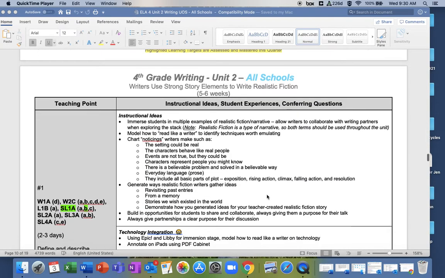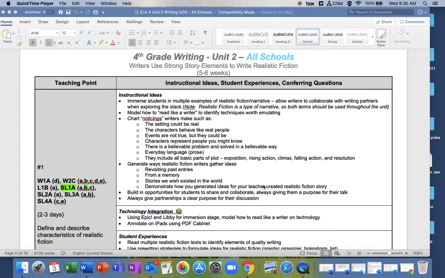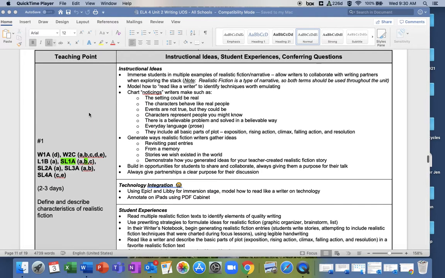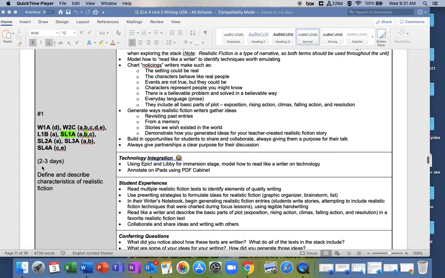All right, now we're into the heart of the unit. So this is where you will look to actually plan out your individual lessons. So again, teaching point 1, here are the standards. Again, remember, green standards highlighted are MAP assessed. It'll again tell you 2 to 3 days to spend on this teaching point. And the purpose: define and describe characteristics of realistic fiction.